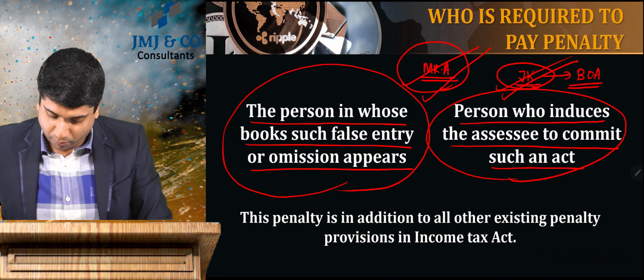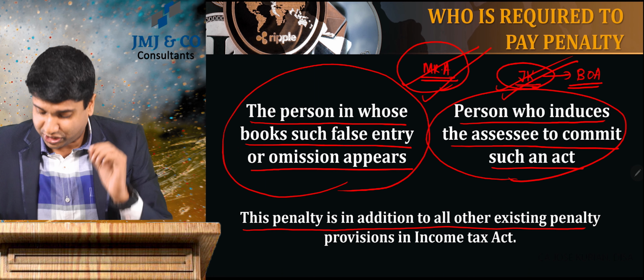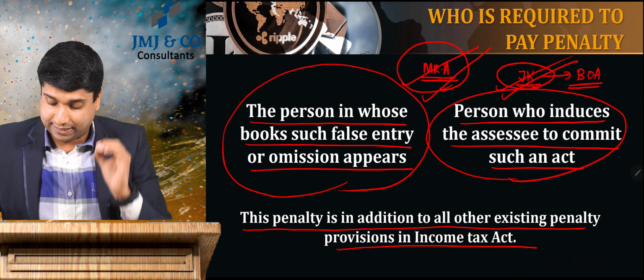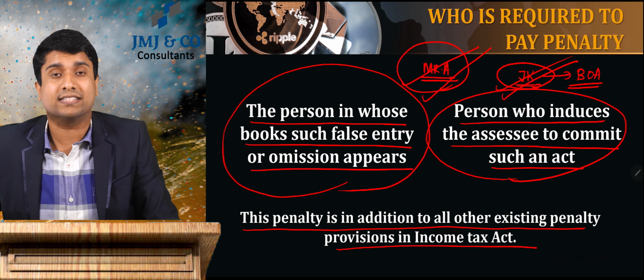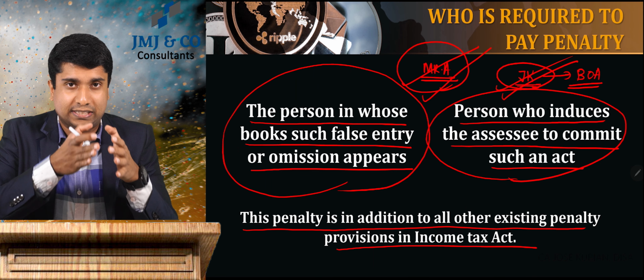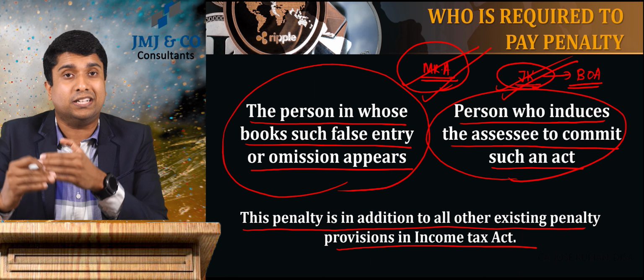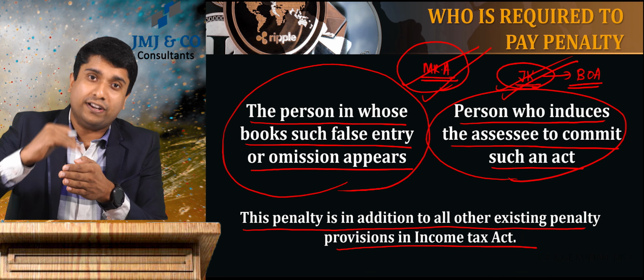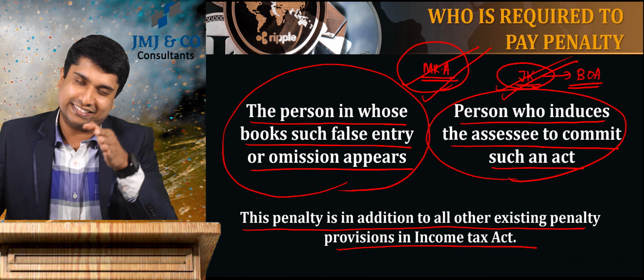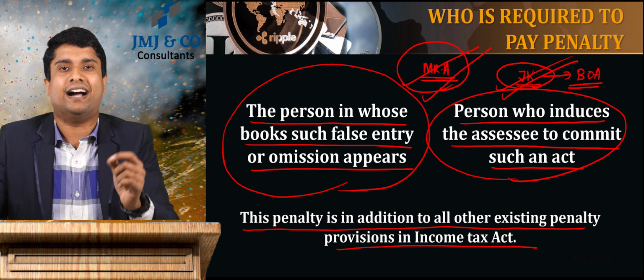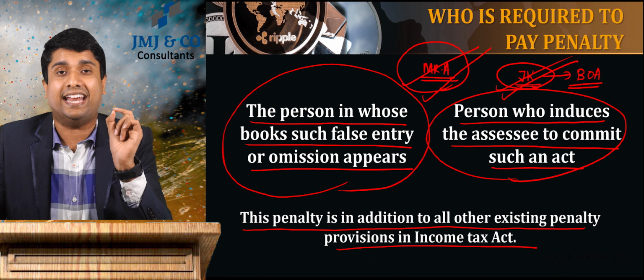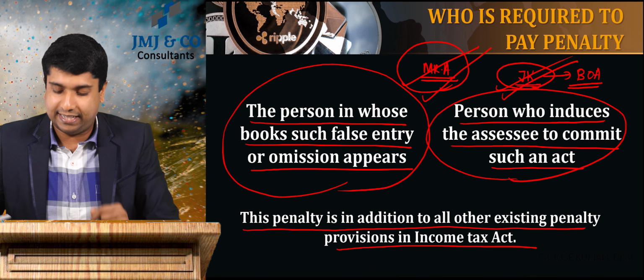And there is one more note. This penalty is in addition to all other existing penalties under the Income Tax Act 1961. There are existing penalty provisions in the Income Tax Act, and this 271AAD 100% penalty is over and above the existing penalties, because the existing penalty will come along with that. You have to pay an additional penalty under 271AAD. That's what the Act says.